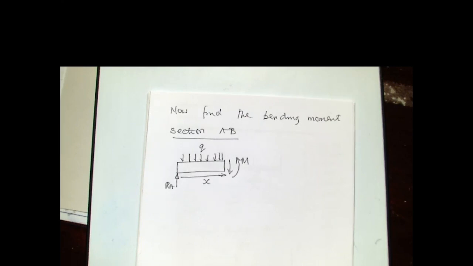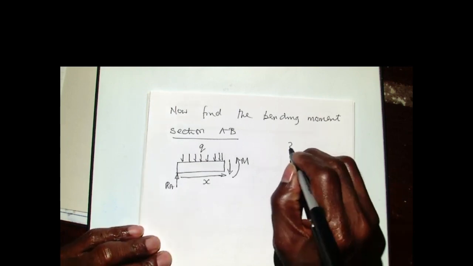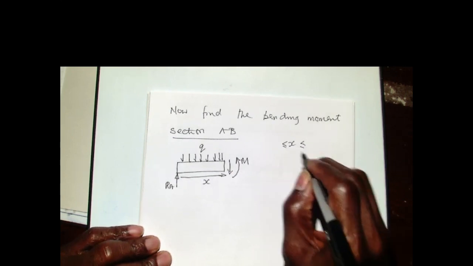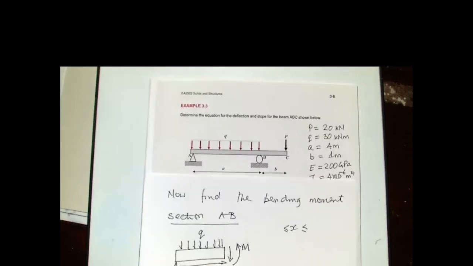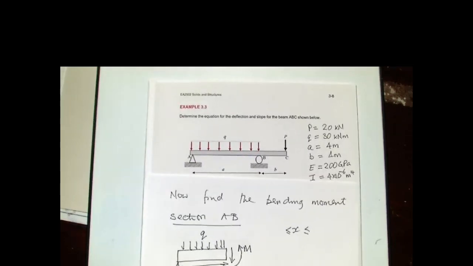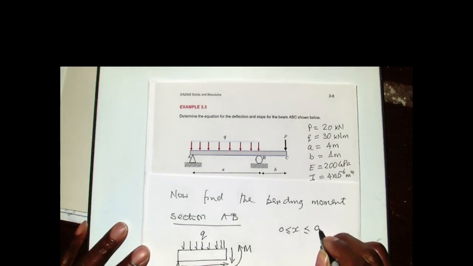You should always draw your free body diagrams because we are looking at section AB. So here our X has to be from, let me show the diagram again. I want you to tell me what is the limit of X in that. So what is the limit of X? 4 meters. Sorry? 4 meters. 4 meters. So X only has a value between 0 and A. A in this case is 4 meters.